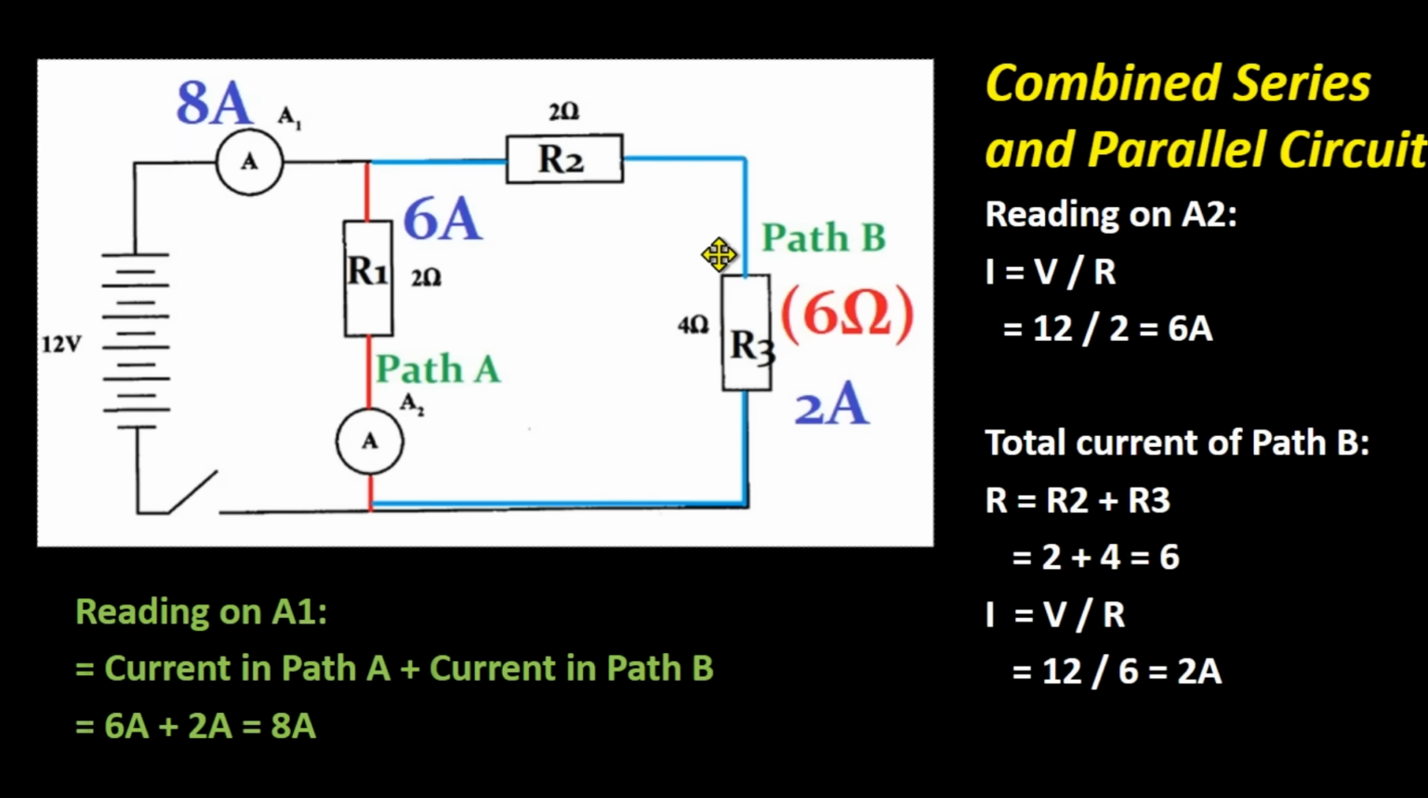Now in order to find the current here, we're going to say I is equal to V over R, and this will have a voltage of 12, and that will be 12 divided by 6, which is 2 amperes. So now that we've worked out the current in both part A and B, 6 amperes and 2 amperes, all we have to do to find the total is just to add them. So 6 amps plus 2 amps is going to be equal to 8 amps.